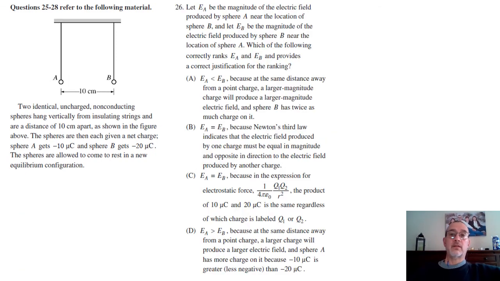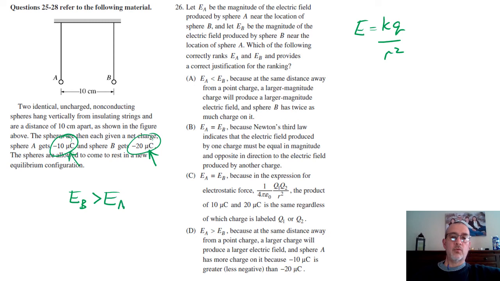Next, we're asked about the electric field, and the electric field is given as KQ over R squared. So we know that the charge of A is going to be less than the charge of B because A is -10 and B is -20. That means the -20 is creating a stronger electric field than the -10. So B will create a stronger electric field near A than A creates near B. So I know that the electric field of B is going to be greater than the electric field created by A.